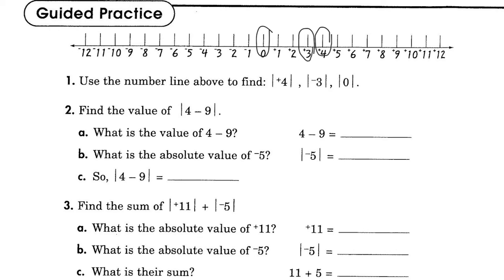Now, number 2 says find the value, absolute value of 4 minus 9. What is the value of 4 minus 9? Well, your answer should be -5. And then it says, what is the absolute value of -5? It is 5. It is neither positive nor negative. It's just 5. So the absolute value of 4 minus 9 is 5.